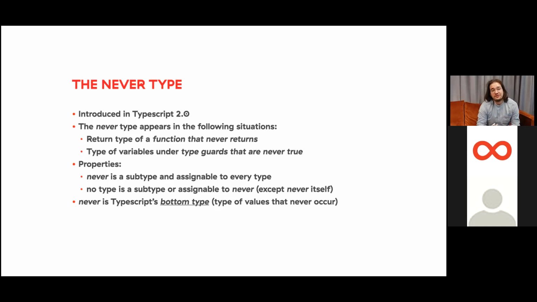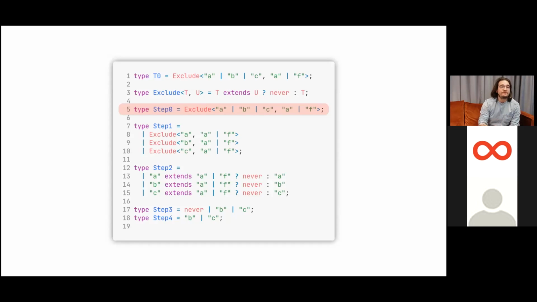Never has some interesting properties, because never is a subtype and assignable to every type, but no type is a subtype or assignable to never, except never itself. A lot of mumbo jumbo again, but we'll see how that will be useful in practice. And if you're into type theory, never is TypeScript's bottom type, meaning that it's a type of values that never occur.